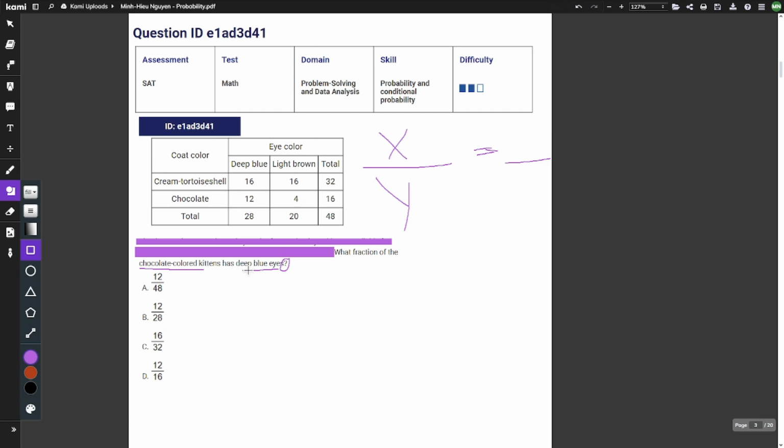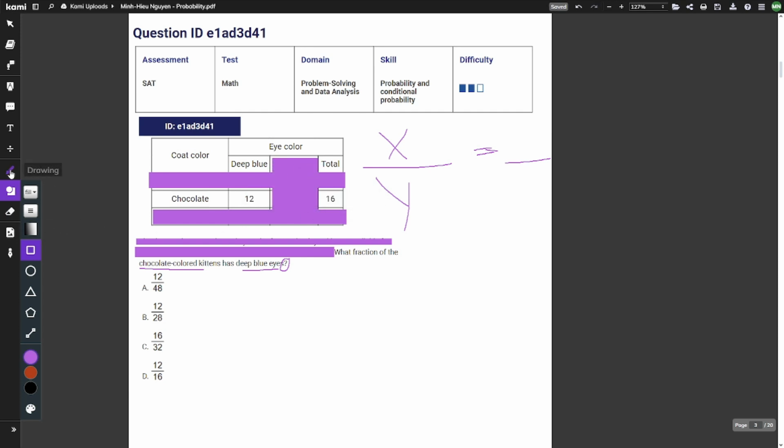First things first, we only care about chocolate-colored kittens. We do not care about cream tortoiseshells or even the total. Then we want deep blue eyes. So we don't care about this light blue. Wait, oh wait, that literally says deep blue. Oh, what am I reading? Okay, anyways, we don't care about the light brown. So, once again, deep blue eyes, that's going to be our x, and that's 12. And then chocolate-colored kittens, that's going to be right here, the total of all chocolate-colored kittens, which is 16.